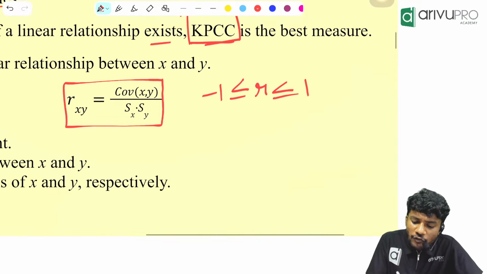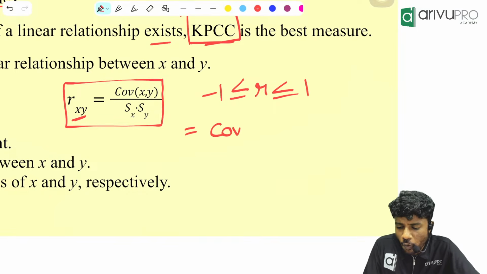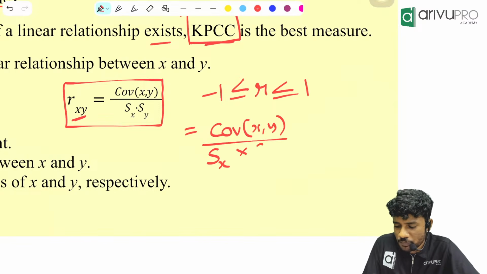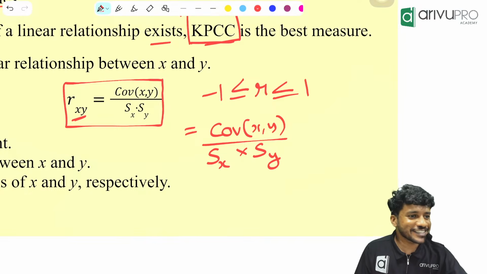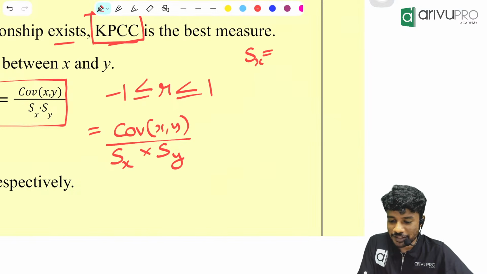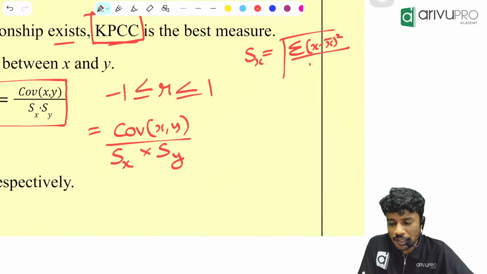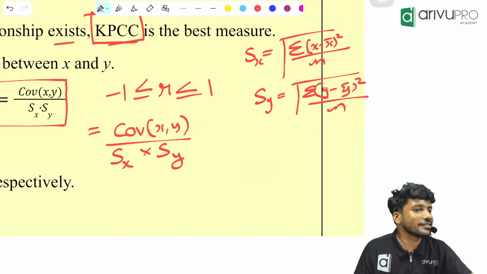Then people, our correlation coefficient with respect to KPCC is given by a formula: covariance of xy divided by standard deviation of x into standard deviation of y. Do you know how to find standard deviation? We know, we studied. Standard deviation of x, I will write, people. I know one formula. Which formula will I use? I will use the first formula: root of sigma (x minus x bar) the whole square divided by n. Standard deviation of y also I will use the first formula: root of sigma (y minus y bar) the whole square divided by n. That way we can write.